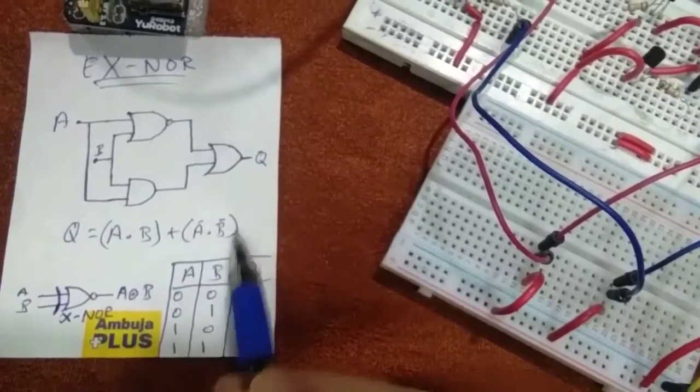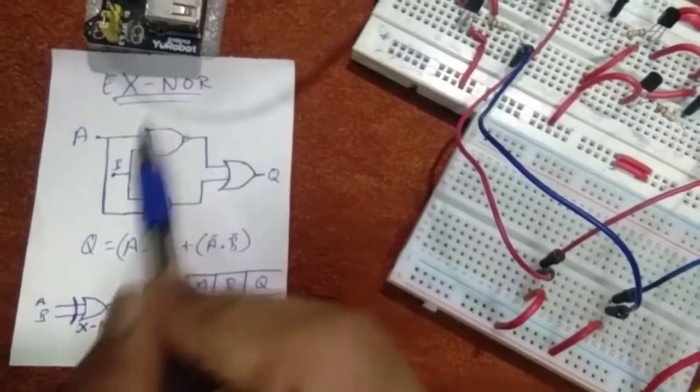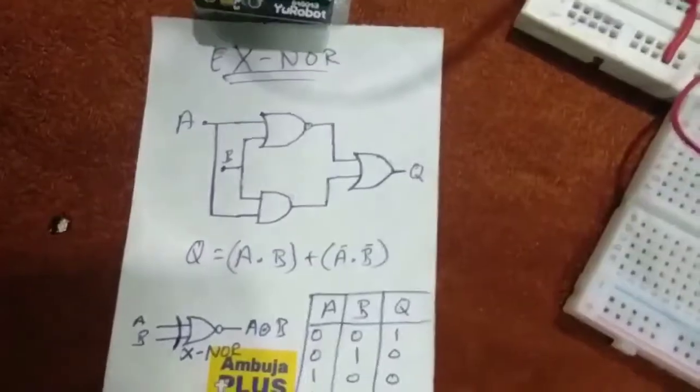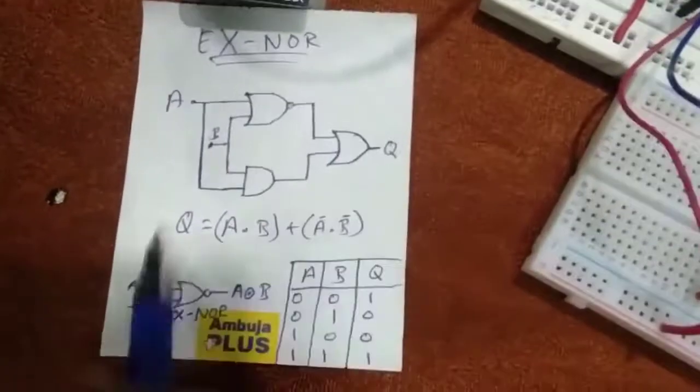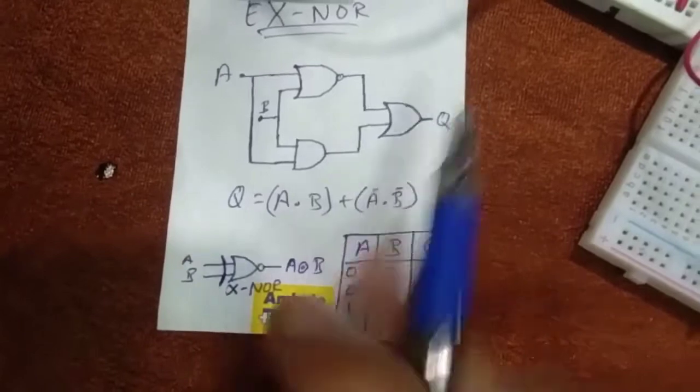You can also represent this A bar into B bar equation as A plus B, the whole bar, which is the output for this NOR gate. So this is the Boolean expression, and the logical and symbolic representation here for the XNOR gate.